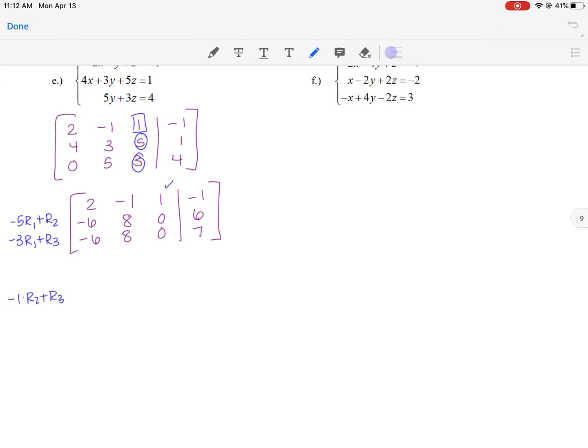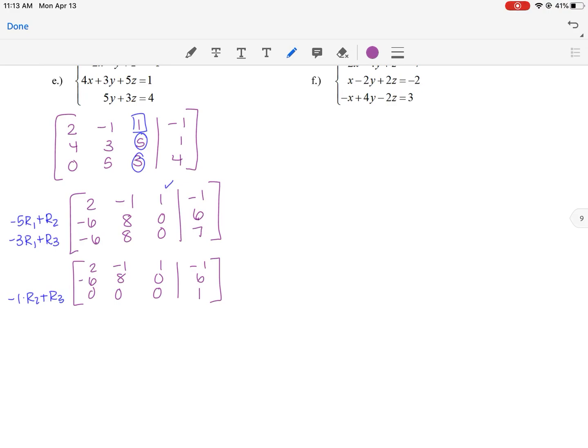At this stage, this whole last row is good to go. But I may recognize, hey, the second and third rows are multiples of each other. So if I do -1 times row 2, I'm going to add it to row 3 and see what happens. Things should become zeros, and we like zeros here. So I've got 2, -1, 1, -1, then -6, 8, 0, 6. And then I'd have 0, 0, 0, and I'd have a +1.